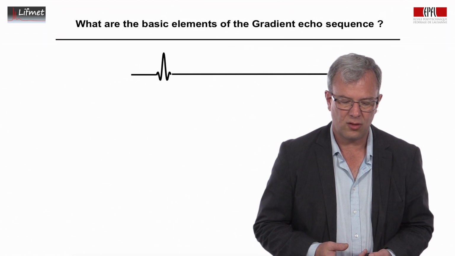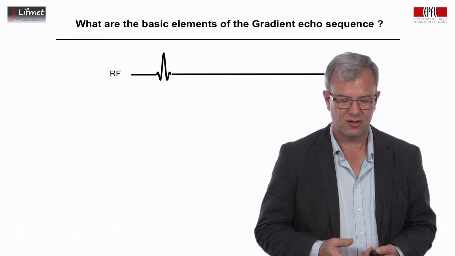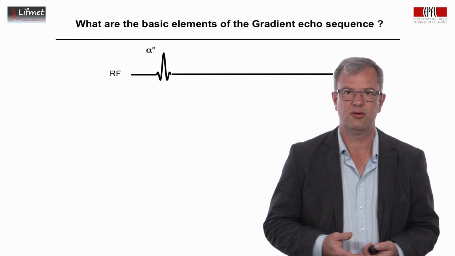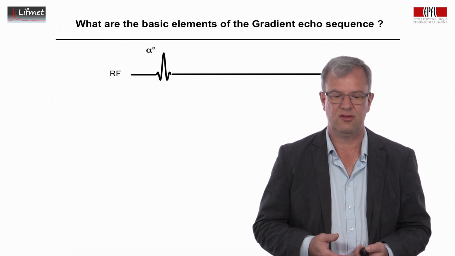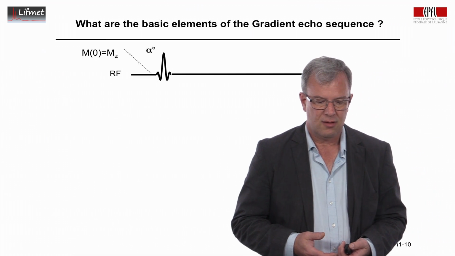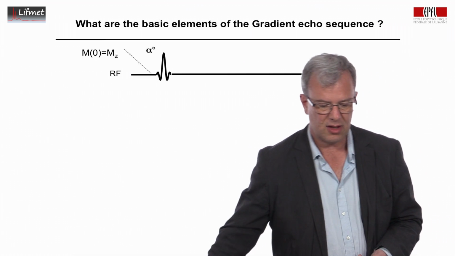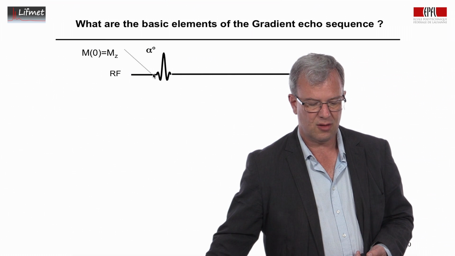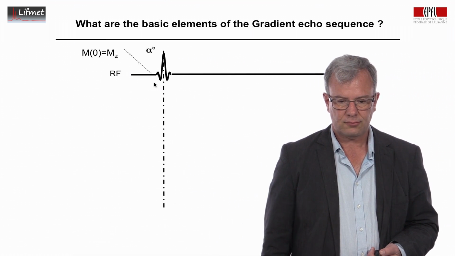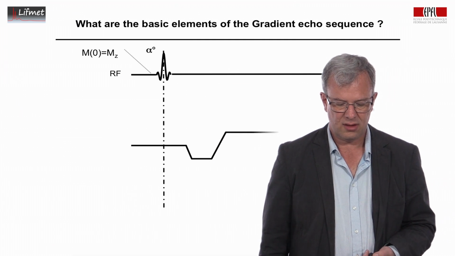We'll start out, of course, with an RF pulse. This is what we do with the RF pulse. We flip the longitudinal magnetization by alpha degrees into the transverse plane. We start out with a magnetization at time 0, which is just the z component before the RF pulse. This defines one time point here.